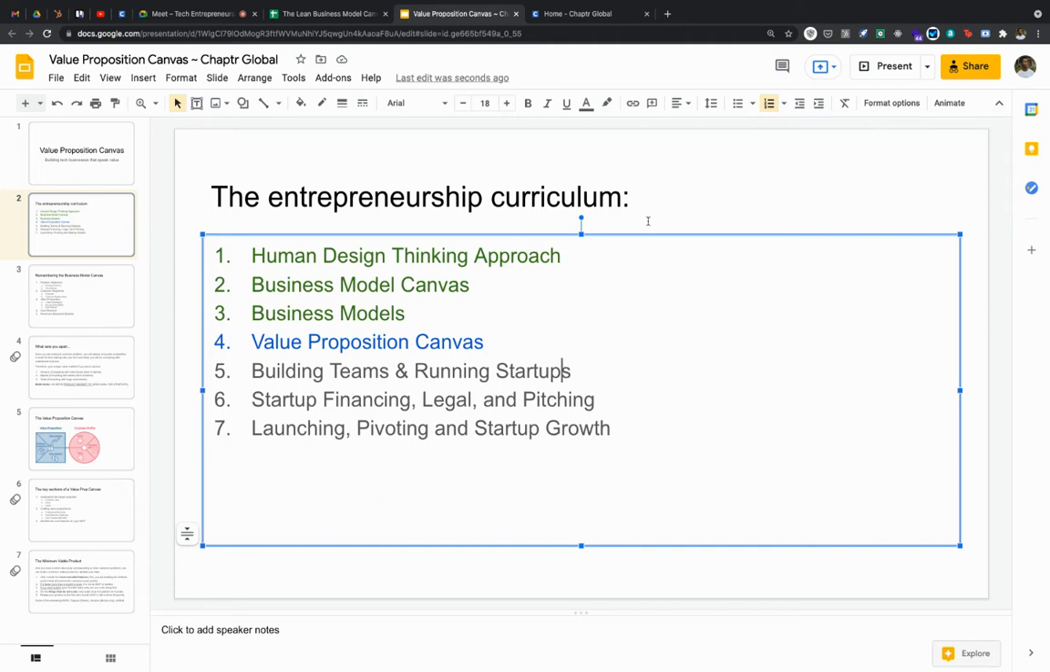And then later on, we will discuss things such as building teams and running startups. Here we'll get a perspective from a typical entrepreneur. And we'll also talk about startup financing, legal, and pitch decks as well. So how you can pitch a startup. Here we'll talk about the scope: elevator pitches, how to structure a pitch deck, different legal structures for registering, and how to raise cash for a startup. And then finally, this is usually the interesting one for someone like me, because it's launching, pivoting, and startup growth. This is how you can grow your startup over time.